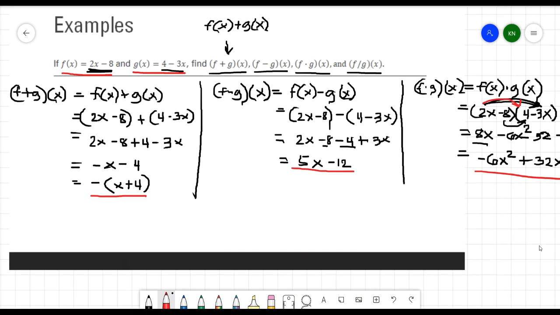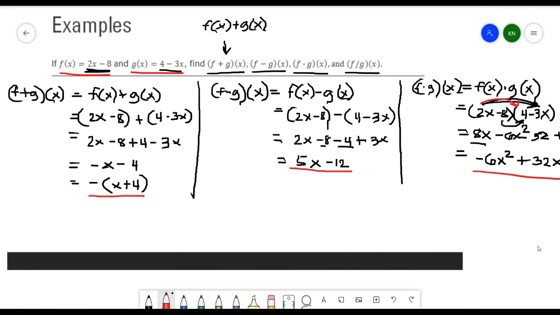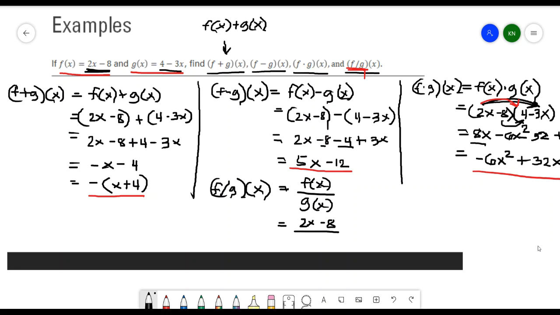Now for the division, f divided by g of x is just simply f of x at the numerator and g of x at the denominator. So meaning to say we have 2x minus 8 divided by 4 minus 3x. Since we cannot perform any division for this one anymore, we cannot simplify this anymore, then this is already our final answer.